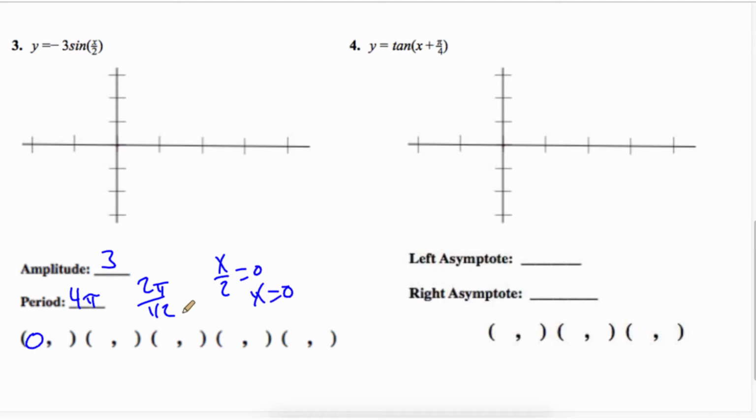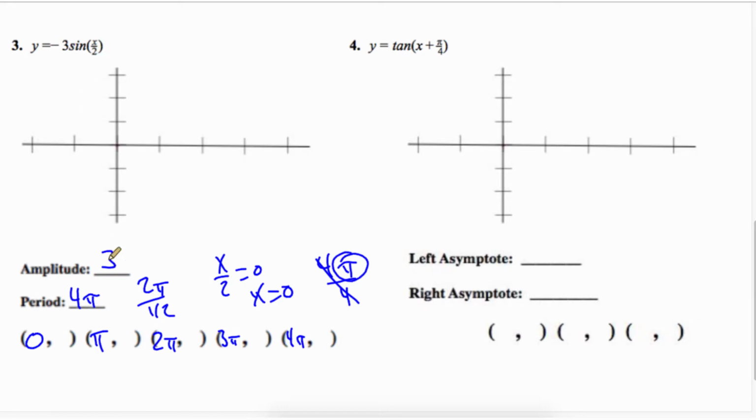So we've got 0, and then if we're looking at our spacing, we're going to take our 4 pi period and divide it by 4. So those 4's cancel out, and we end up with a spacing of pi. So our second x value is going to be pi, then we'll have 2 pi, 3 pi, and lastly we'll have 4 pi. And then we're plugging these in.